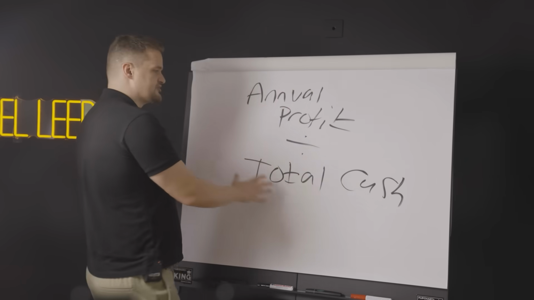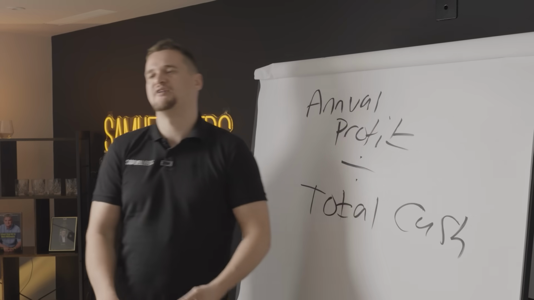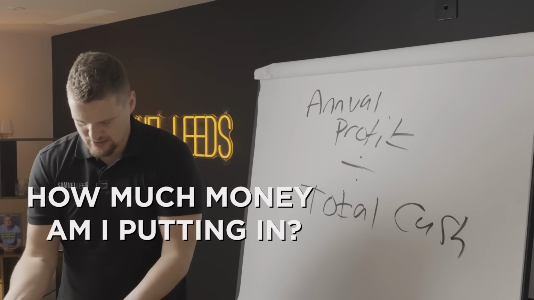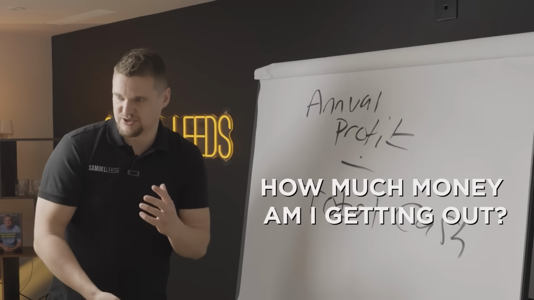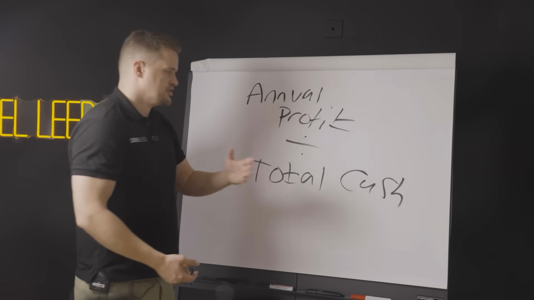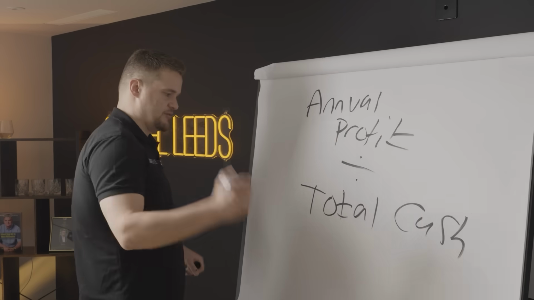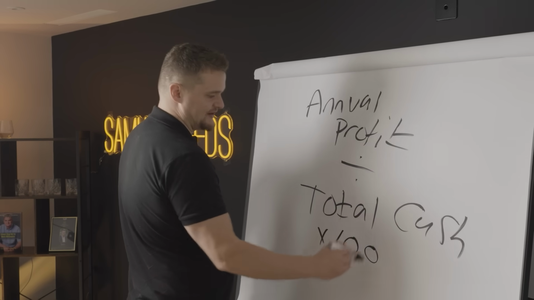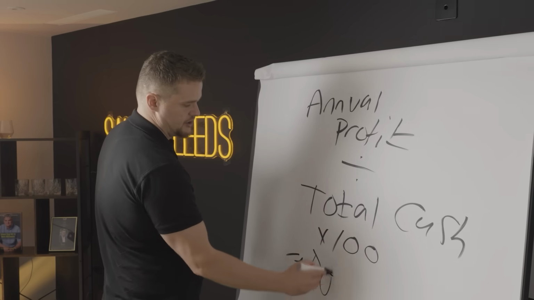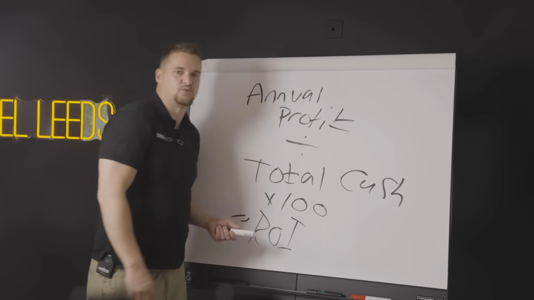So this is the return on investment. It's the annual profit. Return on investment is cash on cash return. How much money am I putting in? How much money am I getting out? Annual profit divided by total money down. And then that figure, we times by 100 because that gives us the percentage figure, and that will equal the return on investment. And we want to get this as high as we can.